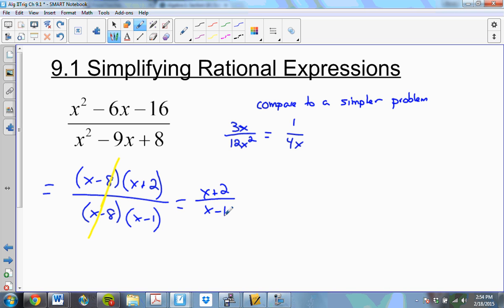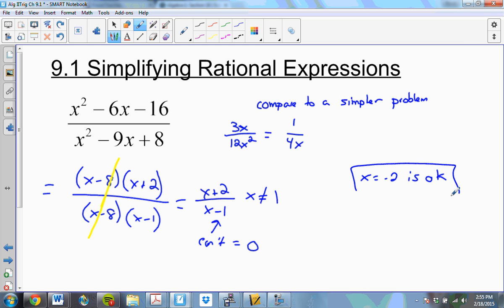Now if you remember from the previous chapter, we talked just a little bit about how the bottom can't equal 0. Which means that my x value here cannot be 1. So if x is 1, 1 minus 1 is 0, and I can't divide by 0. For the record, x can be negative 2.